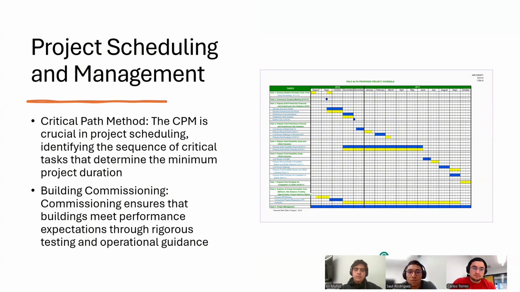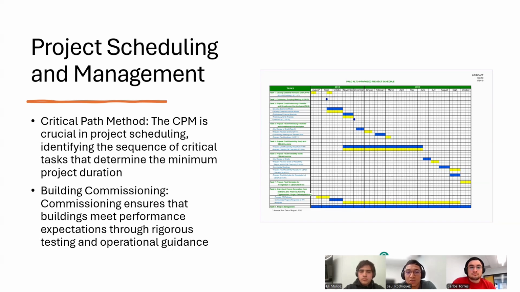Another thing that the chapter went over was project scheduling and management. The critical path method is crucial for scheduling a project. Identifying the sequence of critical tasks that determine the minimum project duration is essential, and it considers dependencies among tasks, resource availability, and project costs using detailed network diagrams and scheduling tools.